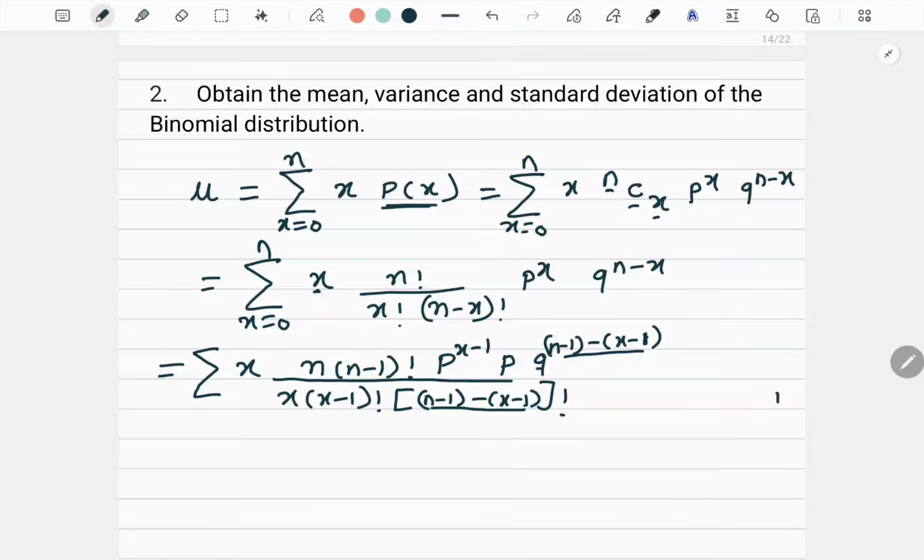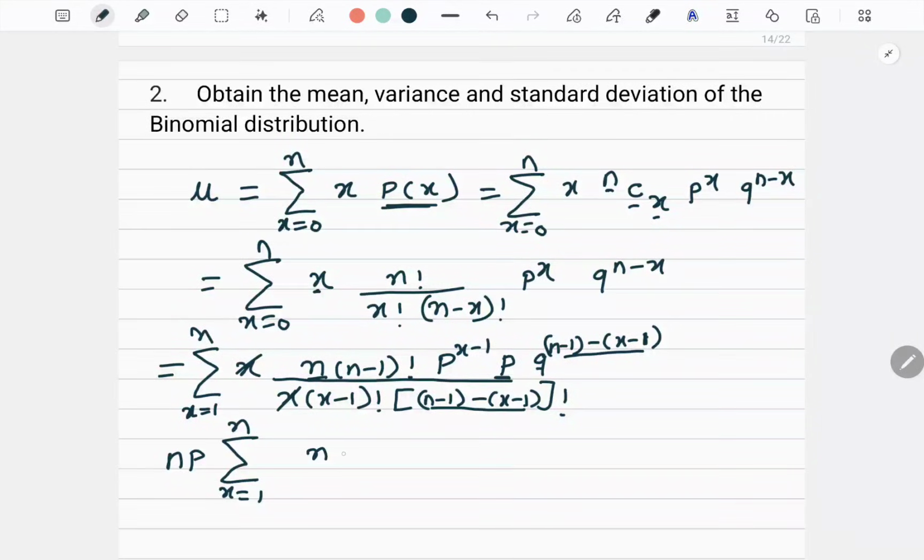Now here one thing you have to take care. The moment you open this, the limit becomes x is equal to 1 to n, because negative factorial I should not write, right? So now summation x is from 1 to n. This x and this x got cancelled. Okay. Now this n and this p, summation is for x, so they are independent of x. So basically I can write them outside the summation. Okay. I can throw them outside the summation. So let me throw them outside the summation.